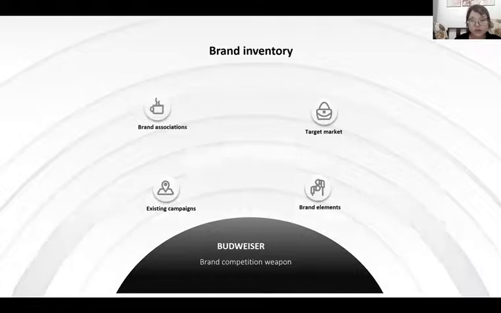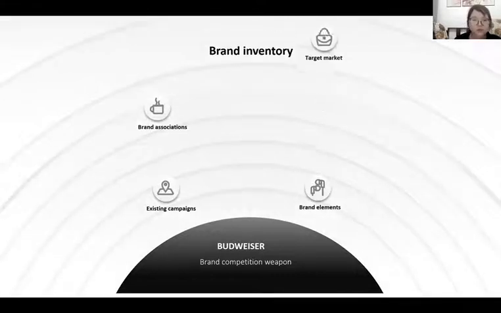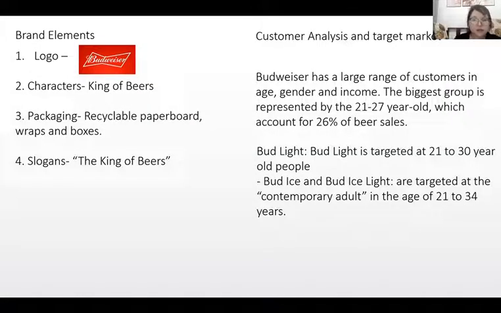In this part, I will focus on 4 main aspects, including brand association, target market, existing campaigns, and brand elements. First, let's look at the brand elements. The logo of Budweiser is the crown, the king of beer. The packaging is a recyclable paper wrap and box. The slogan is the king of beer.